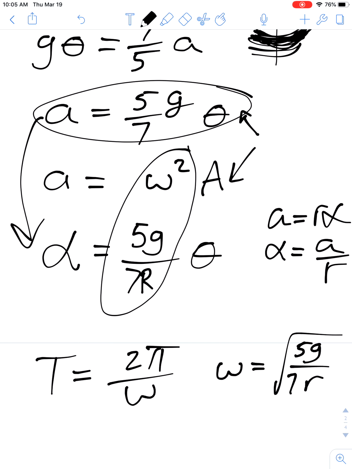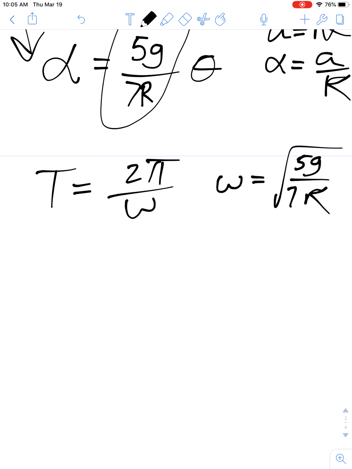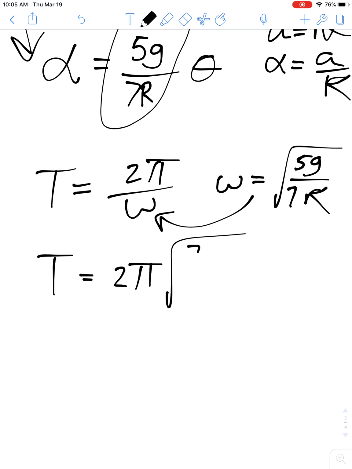So notation is very important, right? So big R there, okay? And now that we have all big R's, we can go ahead and write our formula for this. Substituting in, if I'm going to plug this in there, I'm just going to flip it. So I get 2 pi square root 7R over 5g.